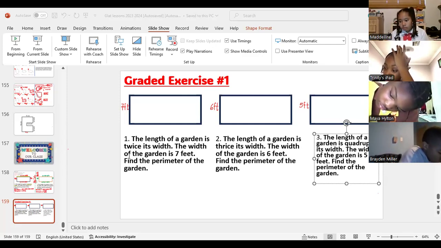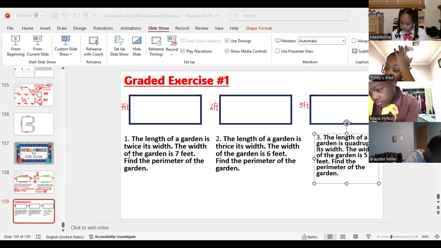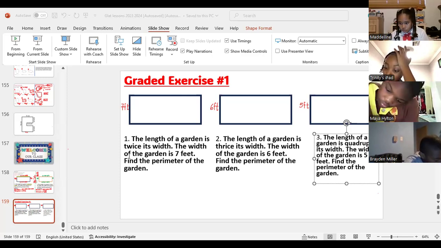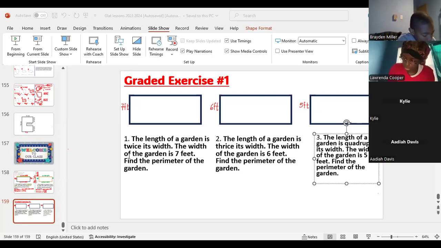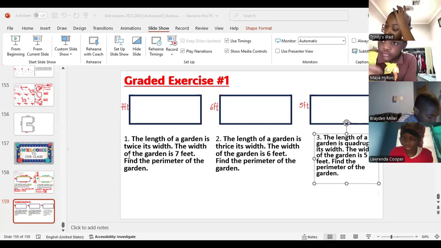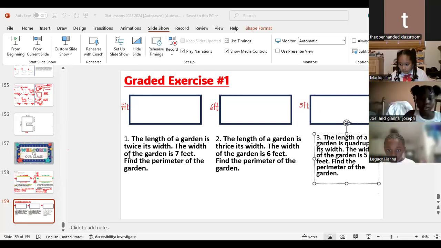Gianna, why are you taking so long on the notes? Where's Gianna? Pardon? Why are you taking so long on the notes? Here's what to do. Joel and Gianna, move on to that grade exercise. Come back to the notes because I don't want you all to fall behind. Okay.